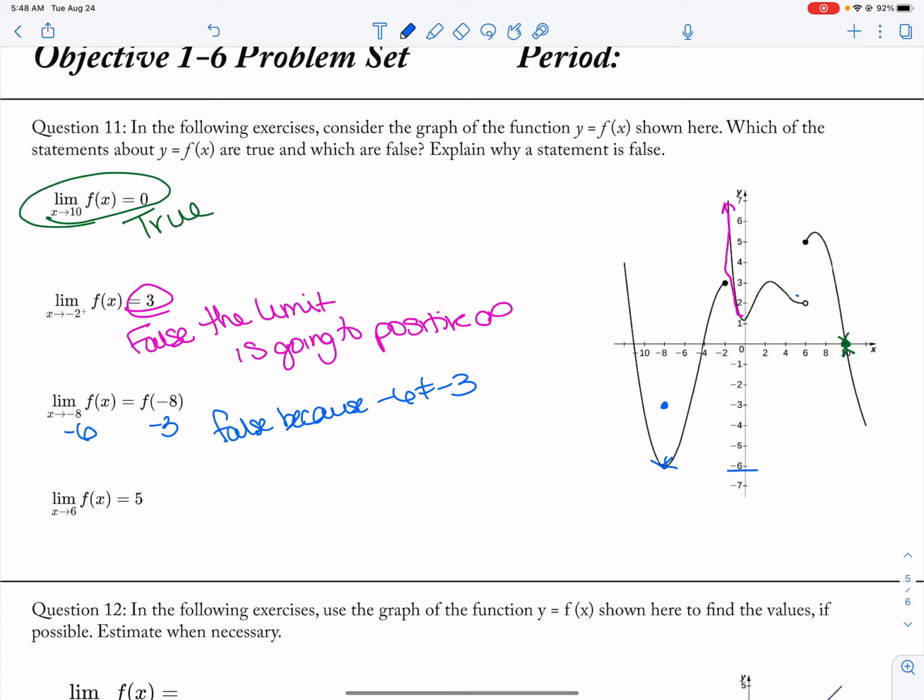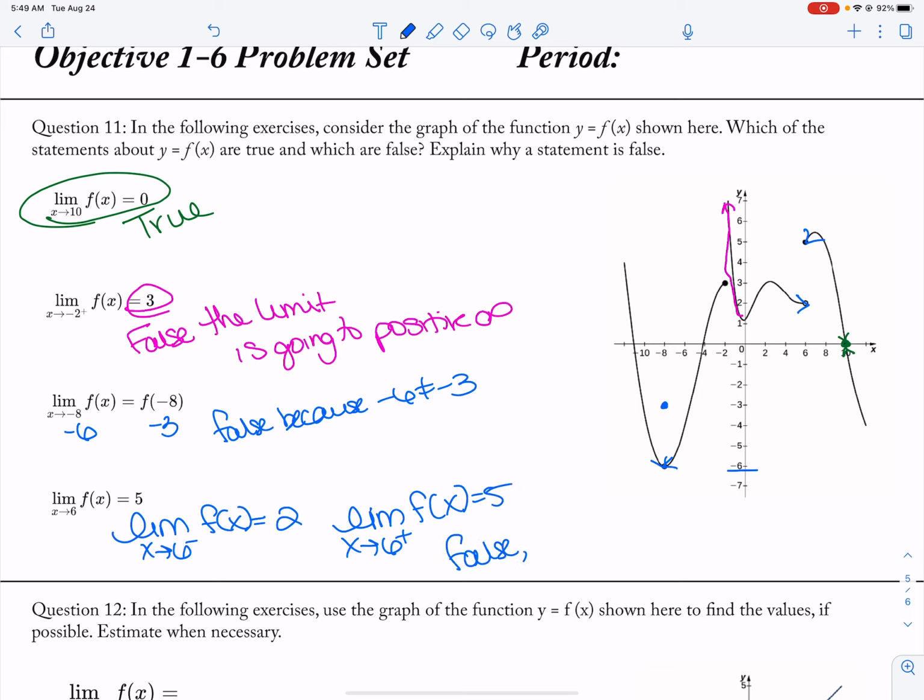Okay, and then 6. Limit from the left, so the limit as x approaches 6 from the negative side of f of x is equal to, looks like 2. And then the limit as x approaches 6 from the positive side is up here, which is at 5. And so this is false. Again, the easiest thing to say is 2 is not the same thing as 5, but to be mathematically correct, the limit as x approaches 6 from the negative side of f of x is not equal to the limit as x approaches 6 from the positive side.